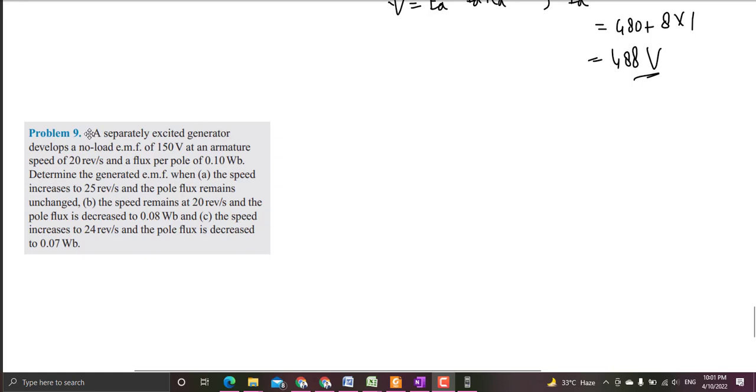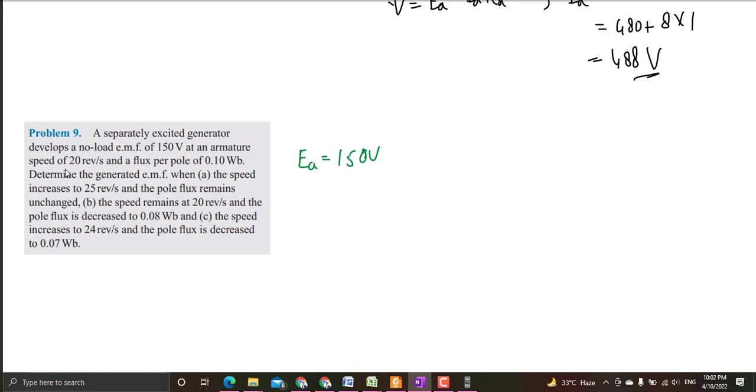Now let us see problem number 9. In the given problem, a separately excited generator develops no load EMF. No load EMF means generated EMF, this is EA, 150. So just by reading the question, first we write all the data.